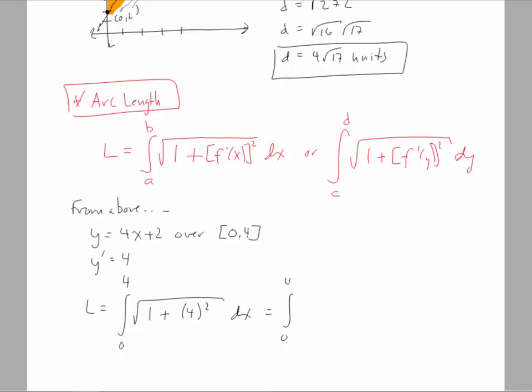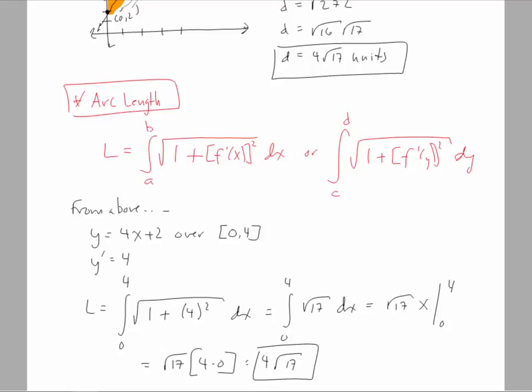So simplifying, 4 squared is 16. 16 plus 1 is 17. And the integral of root 17 is going to be root 17x. The x is not under the integrand, evaluated from 0 to 4. So I'd have root 17, and then I'd plug in my 4 minus 0, my upper minus lower, and you can see here I get 4 root 17 for my arc length.